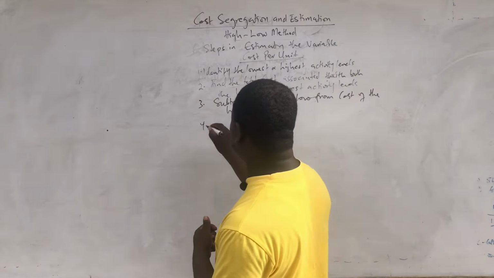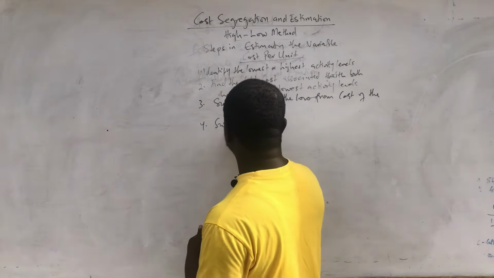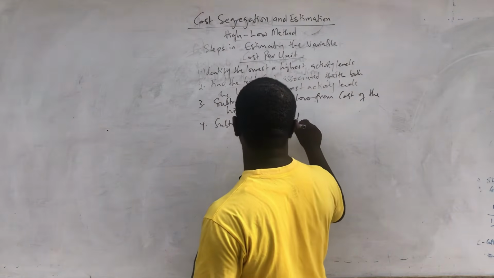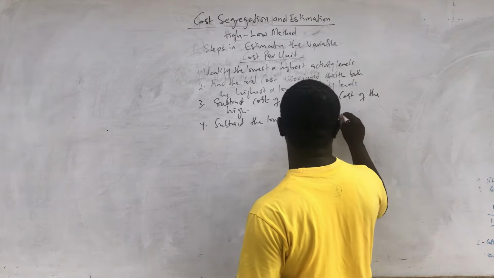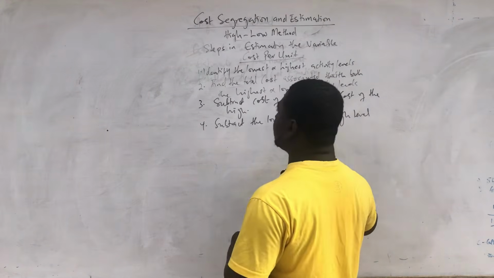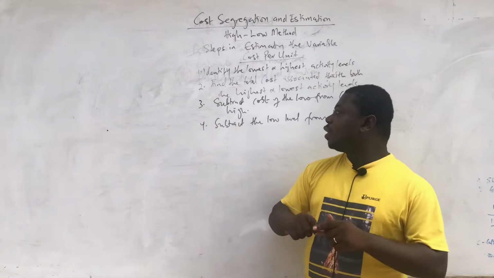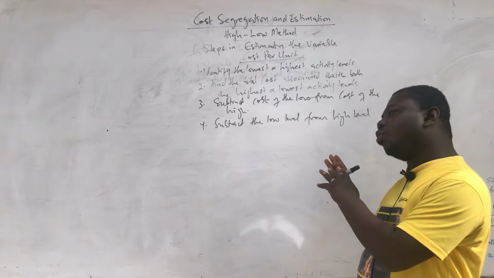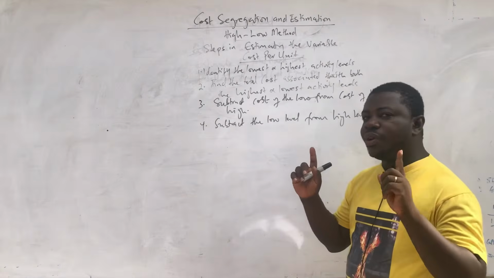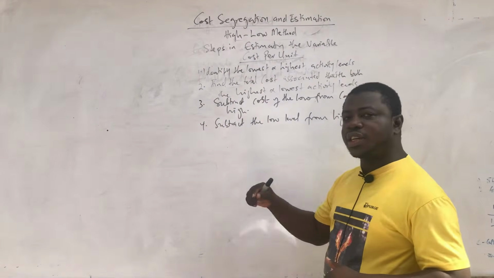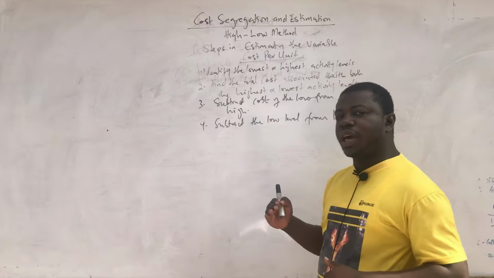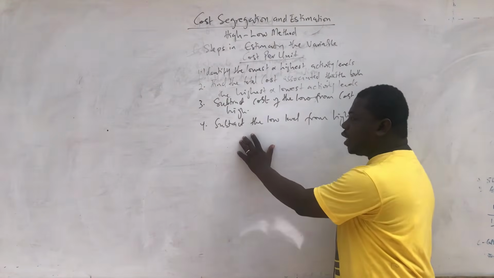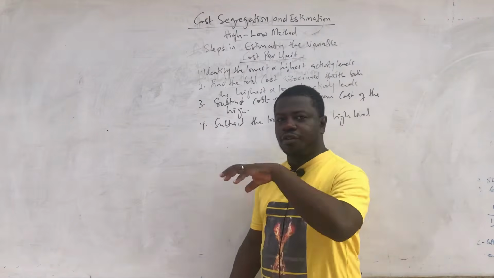And then the fourth step is to subtract the low level activity itself from the highest level. Now, make no mistake about these two. The third point is to subtract the cost associated with the lowest level from the cost that is associated with the highest level. And then the fourth point is that you subtract the lower level itself from the highest level.